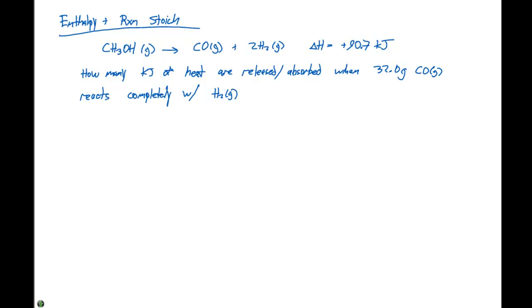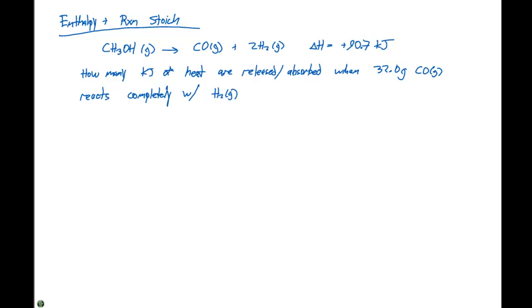So here we have a reaction which is methanol in the gaseous phase, giving us carbon monoxide gas plus 2 hydrogen gas. And the delta H for this particular reaction is positive 90.7 kilojoules. So now the question we're asked is how many kilojoules of heat are either released or absorbed when 32.0 grams of carbon monoxide reacts completely with hydrogen gas.